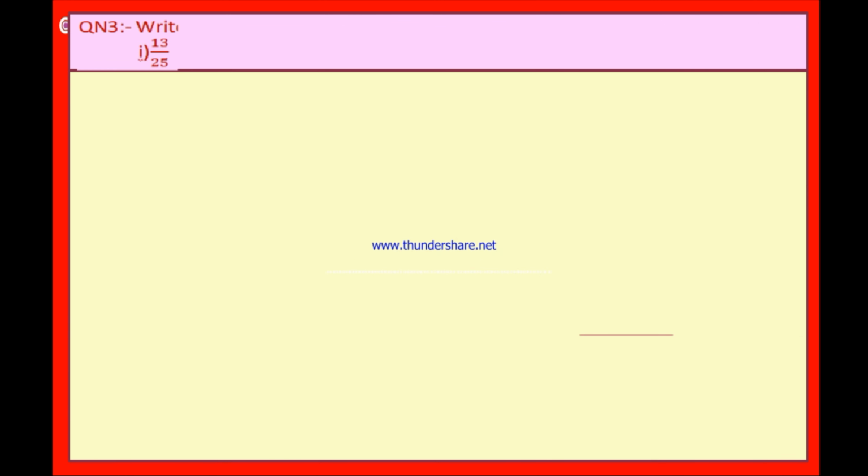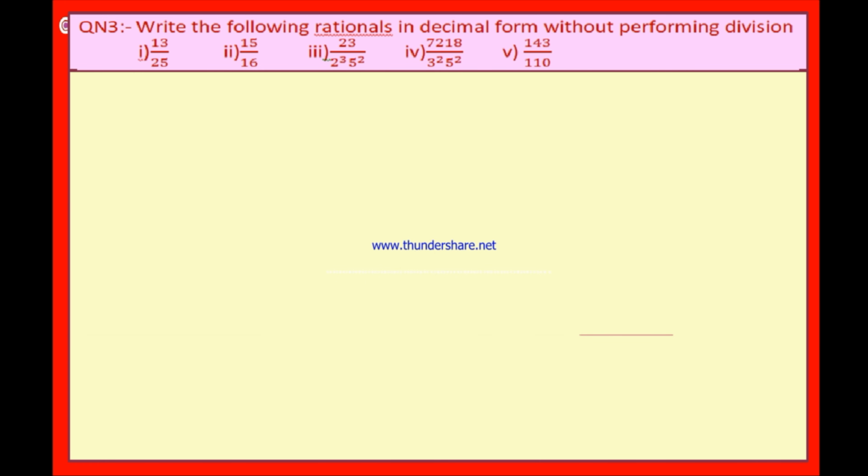Now look at question number 3. Write the following rational numbers in decimal form without performing division. First bit 13 by 25, second bit 15 by 16, third bit 23 by 2 cube into 5 square, fourth bit 7218 by 3 square into 5 square, and fifth bit 143 by 110.